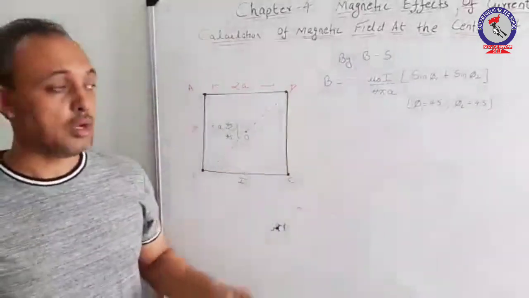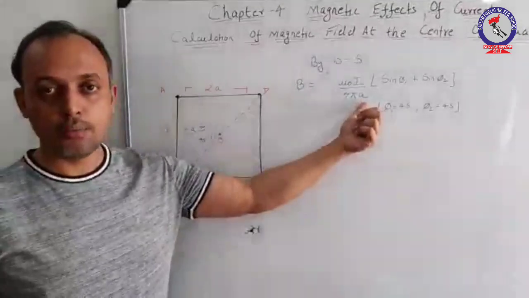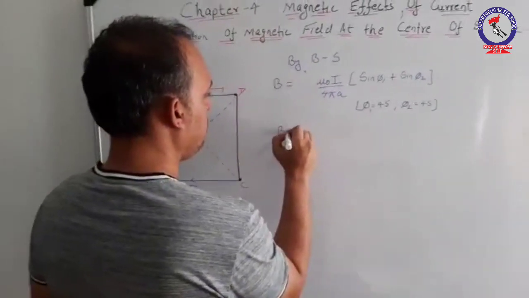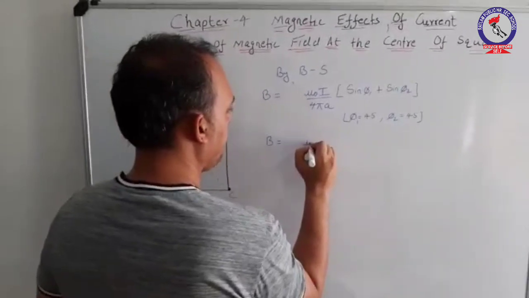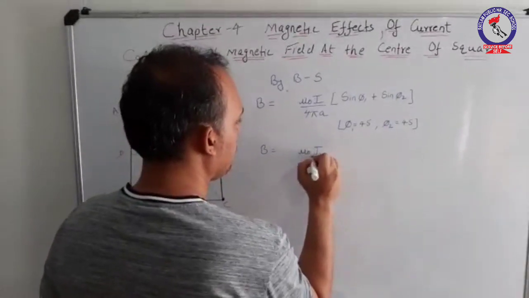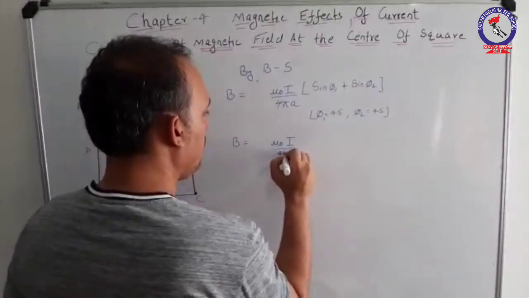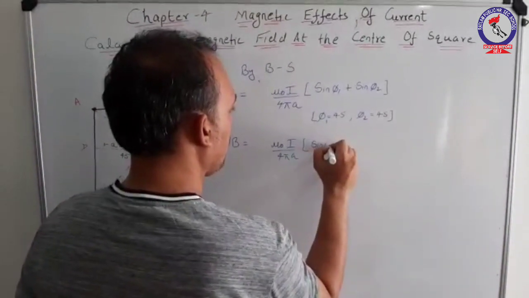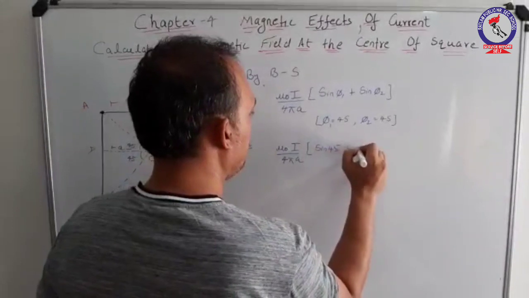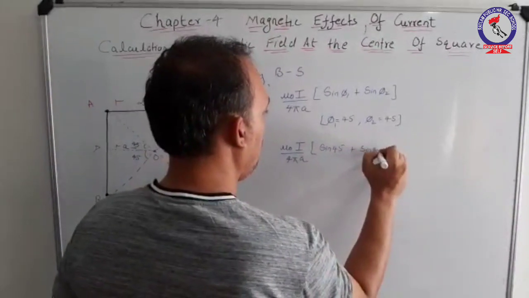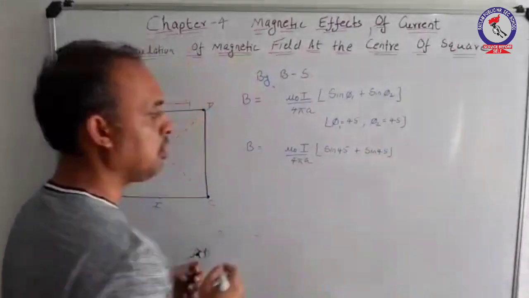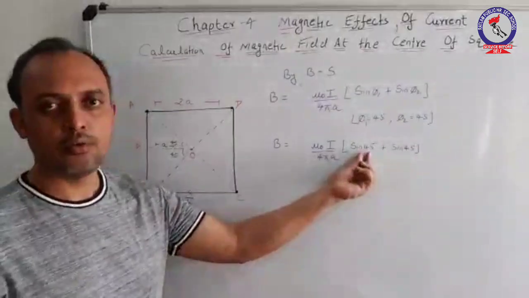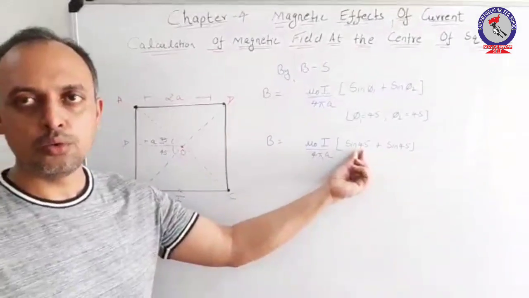Substituting these values, that is, substituting A in place of A only, we have B equals mu naught I upon 4 pi A, sin 45 plus sin 45. Apart from this, we know that the value of sin 45 is 1 by root 2.